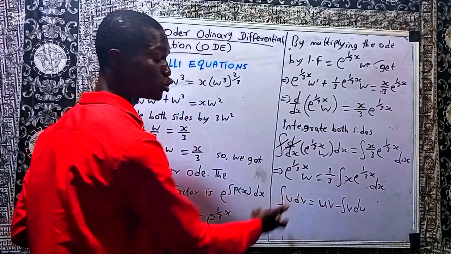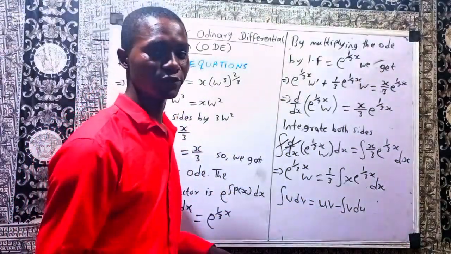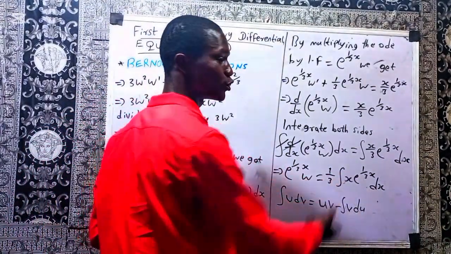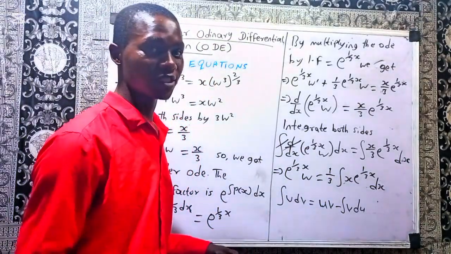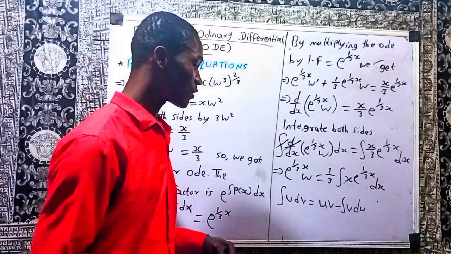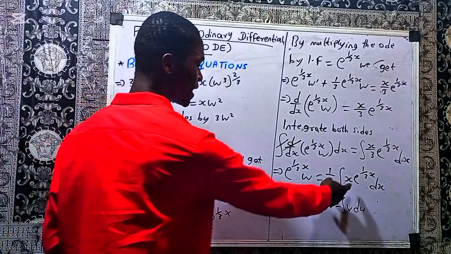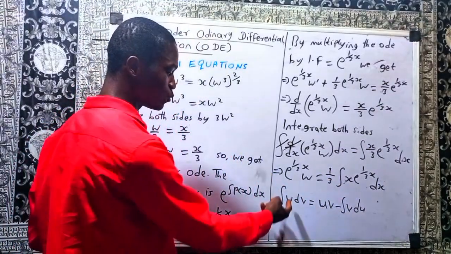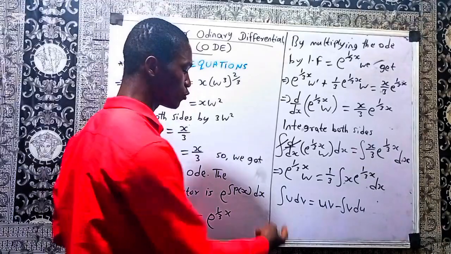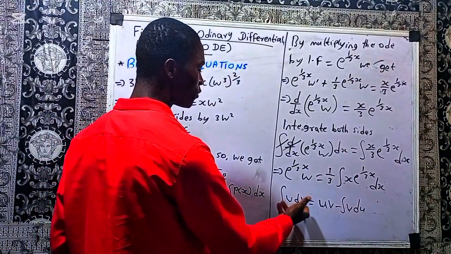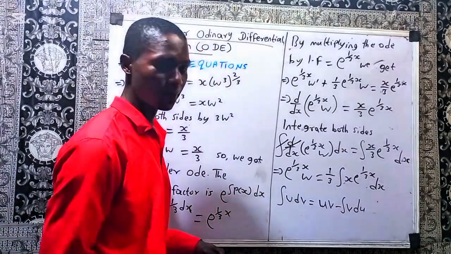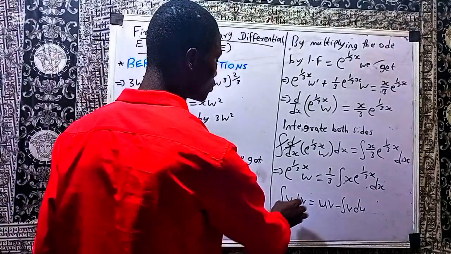The one you are going to call u is the one that can vanish if you differentiate. If you differentiate an exponential, can the exponential vanish? Even if you differentiate it 100 times, it cannot vanish. You'll still have the exponential left there. But if you differentiate x, it can vanish. So the one that will vanish is the one you call u, and the one that will not vanish is the one you call dv, right? So we are going to do the integration.